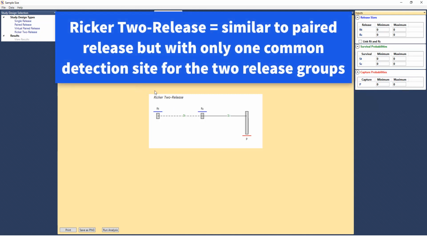Finally, I have a Ricker 2 release. A Ricker 2 release is a model similar to the paired release study design, with only one common detection site for the 2 release groups.